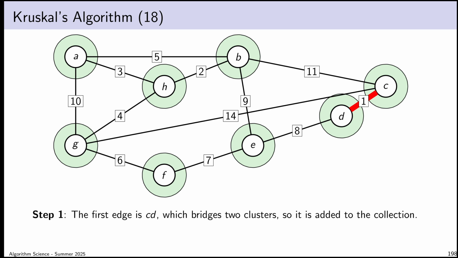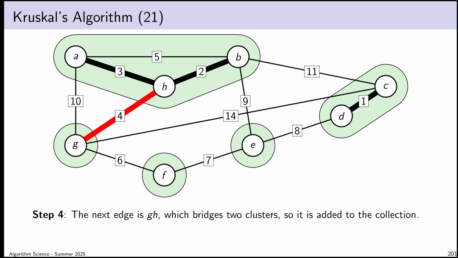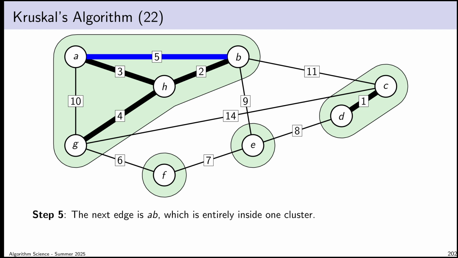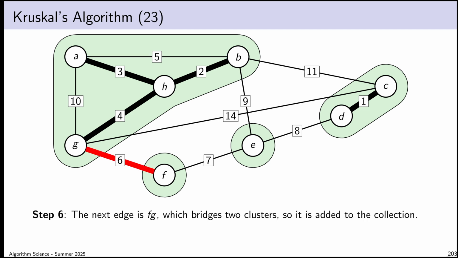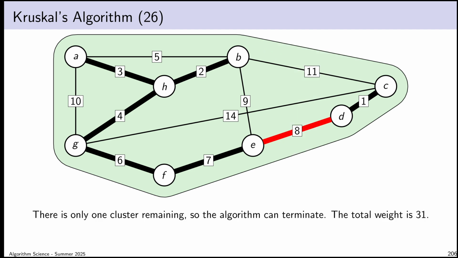Okay, so the first edge in ascending order is CD. We already saw that, of course, gets added. The next edge is BH. We add that, then AH, then GH, and then we get to edge AB. But AB is entirely inside one cluster, so we ignore it. Okay, the edge FG bridges two clusters. We add that, then we get EF, then we get ED, and we're done.